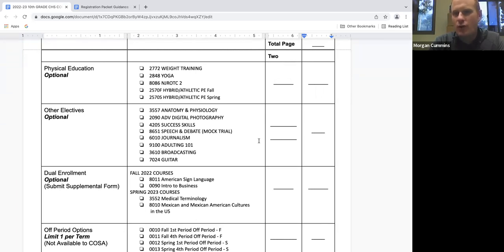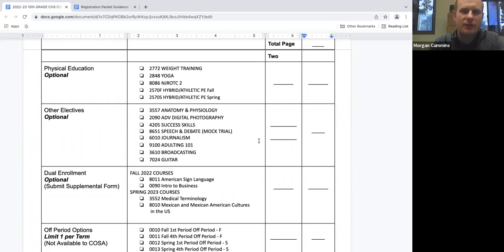So you could choose to do weight training, yoga, or continue with NJROTC, or you could choose to take an athletic hybrid PE class. As we mentioned earlier with hybrid PE, you want to take hybrid PE during the same term that you're going to play your sport. So fall sports, take hybrid PE term 1. Spring sports, take hybrid PE term 2. And if you play a winter sport, you want to take your hybrid PE in term 1, because the majority of your sport is going to happen in term 1.